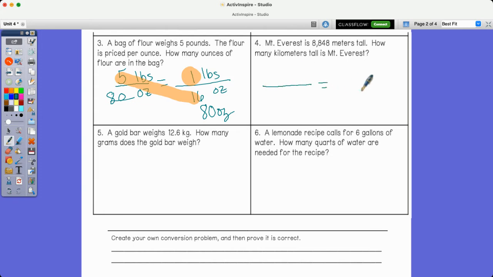Okay, let's do our next proportion, setting it up. It says Mount Everest is 8,848 meters tall. How many kilometers tall is Mount Everest? So I'm doing meters to kilometers.